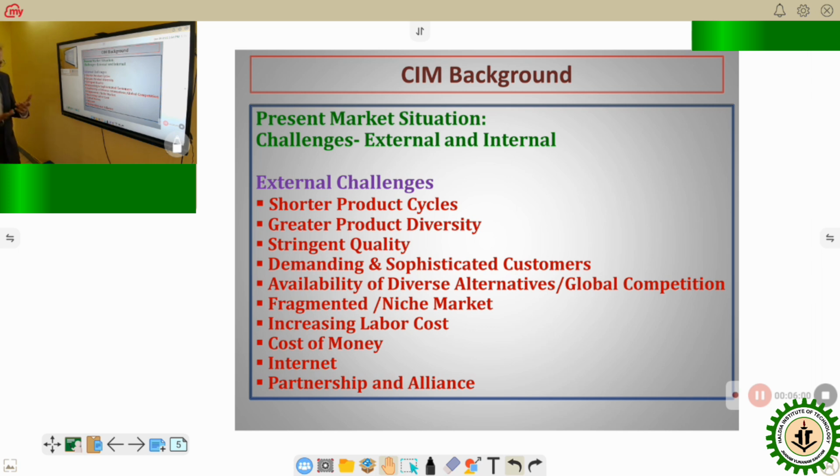So it is solely the prerogative of the customer to select a particular product from any particular manufacturer. Stringent quality. In the present scenario, common people, the customers, are not willing to compromise on the quality. So performance, and that is the quality, whether it is functional quality or aesthetic quality, people are very fastidious about the stringent quality requirements of the product which they are willing to purchase.